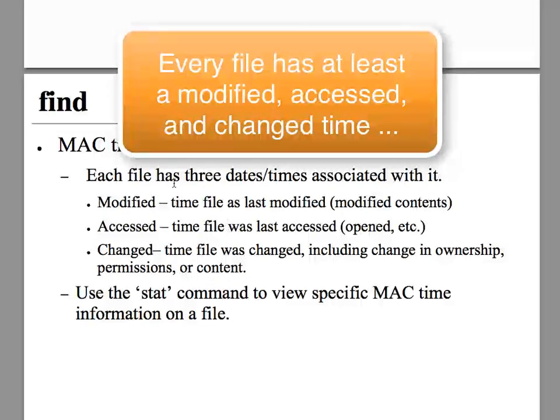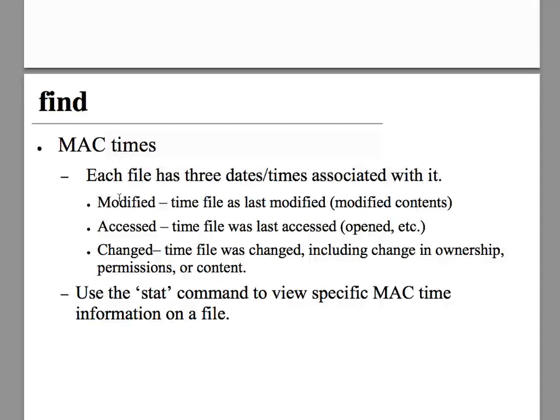And it actually has more for later versions of NT, Windows NT based systems. And in Linux you have 3. You have a modified time, the time that the file was last modified, that is the contents were modified. The time the file was last accessed, that means was it opened? It may be open but not modified, right? But you can't modify it without opening it. And finally, the changed time. And this is different from modified because now the time file change will include change in ownership, permissions, or content.